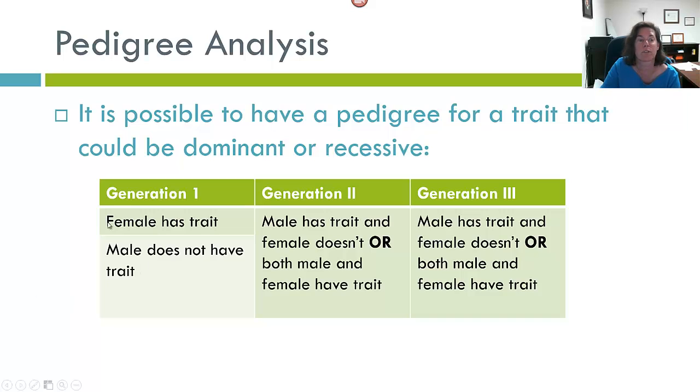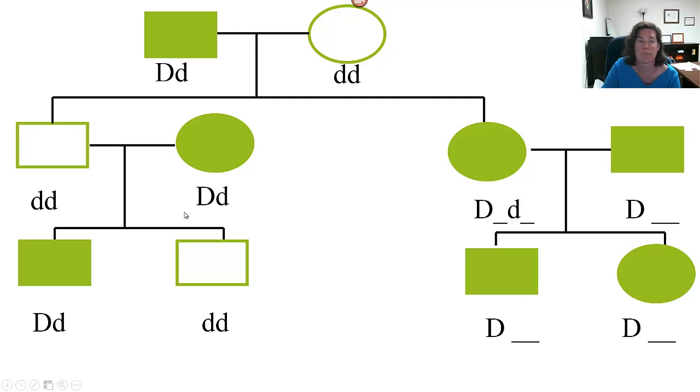For example, in generation 1, a female has a trait and the male does not. In generation 2, the male has the trait and the female doesn't, or both the male and the female have the trait. And then in generation 3, the male has the trait and the female doesn't, or both male and female have the trait.